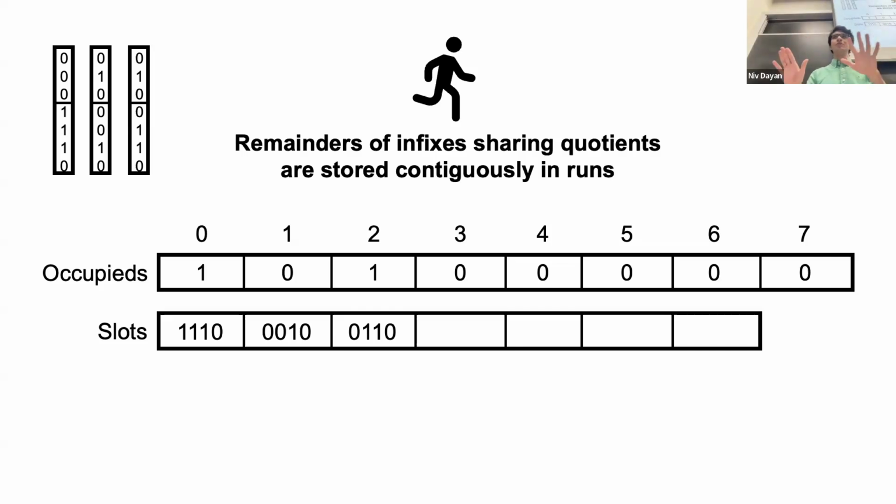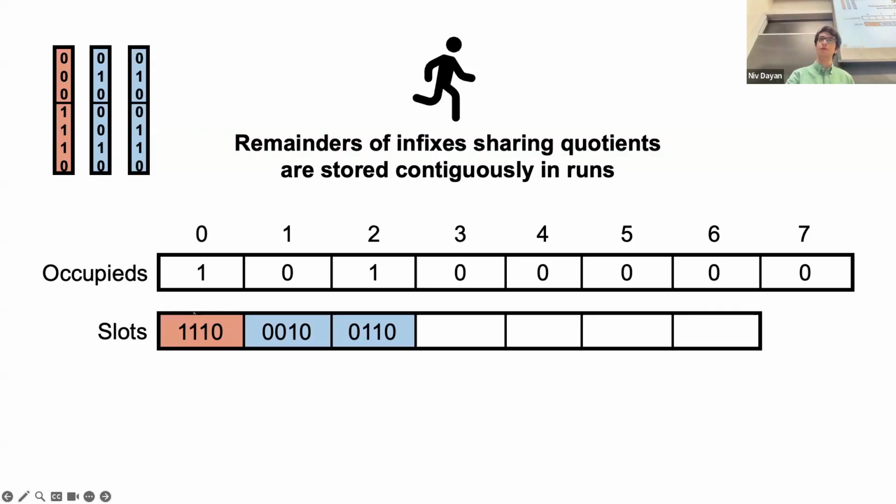Okay. As a result of this procedure, the remainders that share the same quotient are stored contiguously in your array of slots. So they form runs, as you're familiar with. Right. So in this particular example, the first infix was the only one that had a quotient of 0.